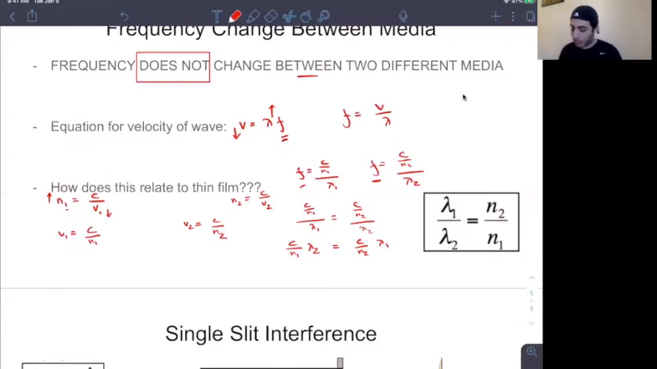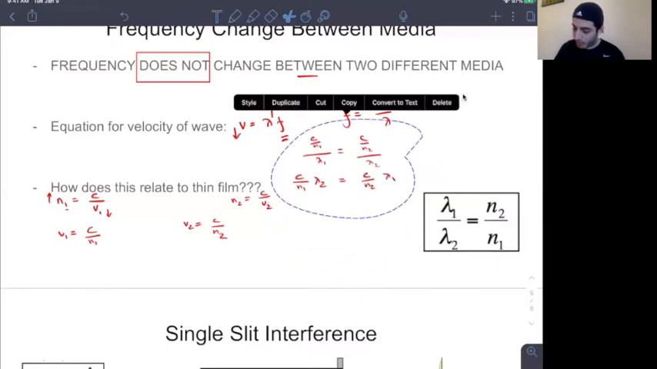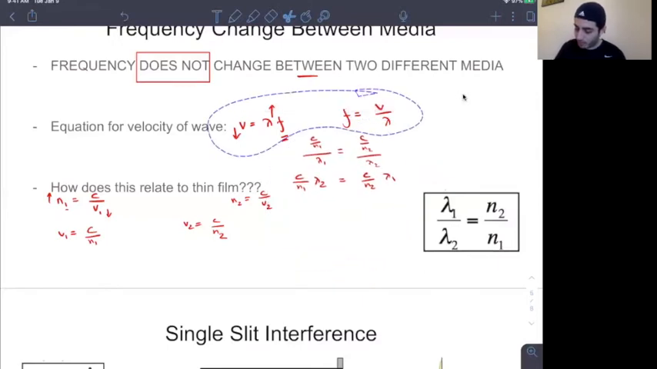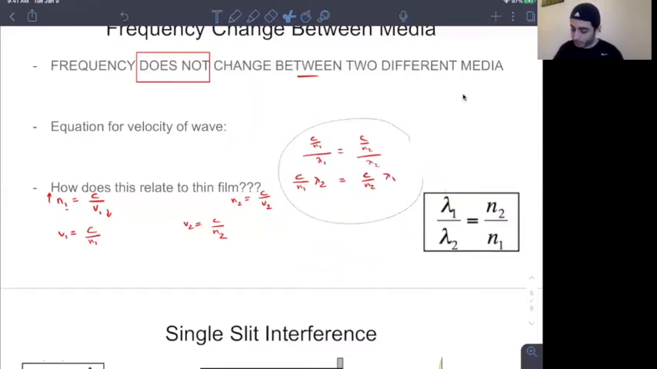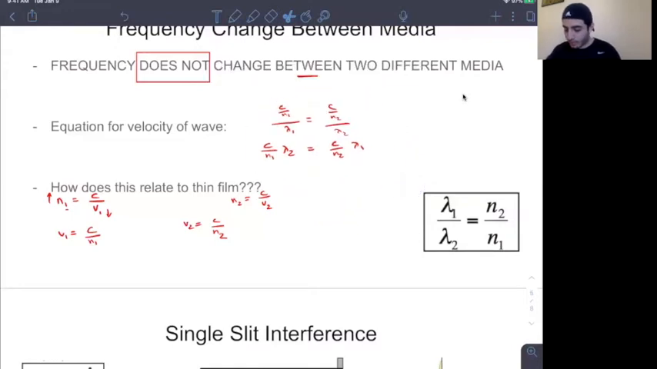Then we can divide each side by the speed of light in a vacuum. So this is getting kind of bulky. Let me erase some of this. We don't need that. Let me move this up here. Okay, so we can divide each side by c. We'll get L2 over n1 equals L1 over n2.